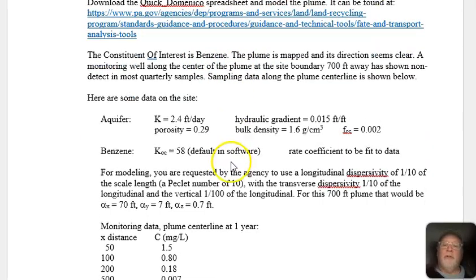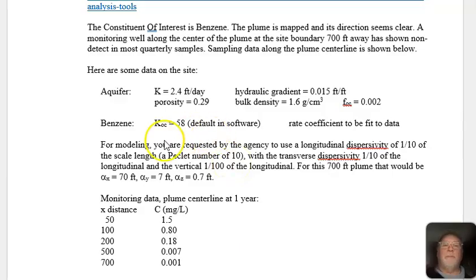We're looking at benzene, which is actually in the model as a default. It's usually the chemical of concern. And you have a site boundary 700 feet away that you're concerned with. You're going to model a plume of 700 feet. So we have data on the aquifer with fraction organic content and bulk density. So you're going to enter that in there, and it will calculate a retardation factor.